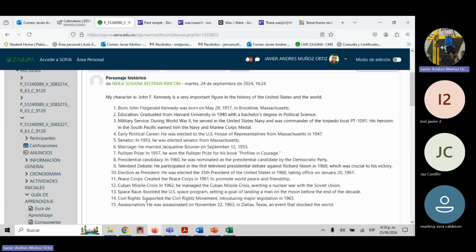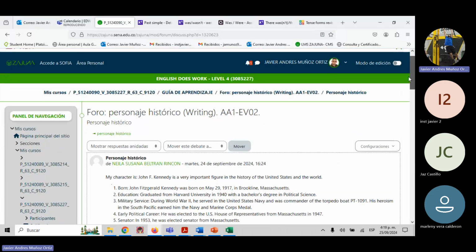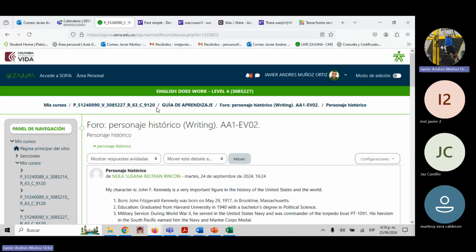who supported the civil rights movement. John F. Kennedy supported the civil rights movement. So don't forget that when we are telling a story, we need to use the verbs in past. So this is okay: supported, boosted, created, won, married, and so on. But remember that we need to mention the person or the group of people doing this activity. For example, Neila did an excellent job here. Not perfect, but an excellent job. This is an example you might take into account to solve this exercise.